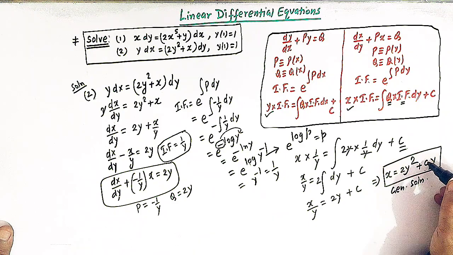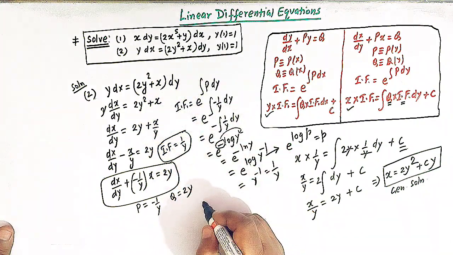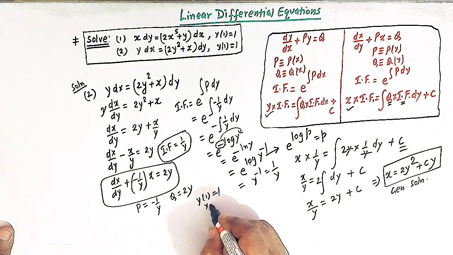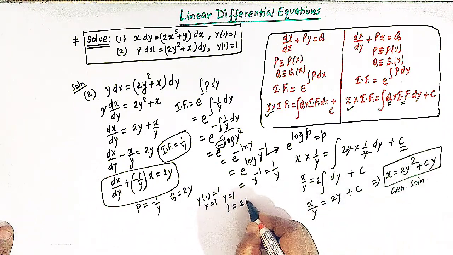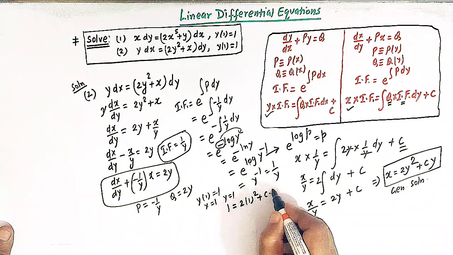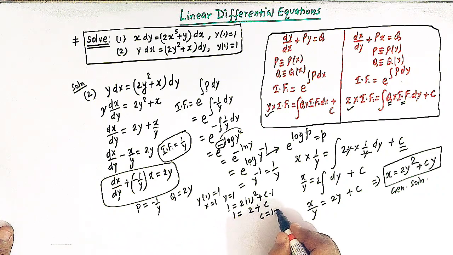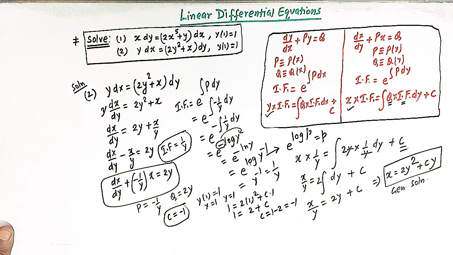Right? So now we can find out the value of c by taking the condition, that is y of 1 is equal to 1. It means when x is 1, y is 1. So taking x is equal to 1 and y is equal to 1 in this equation, we have 1 is equal to 2 times 1 square plus c times 1. So we have 1 is equal to 2 plus c. So c is 1 minus 2, that is minus 1. So the constant of integration is minus 1.